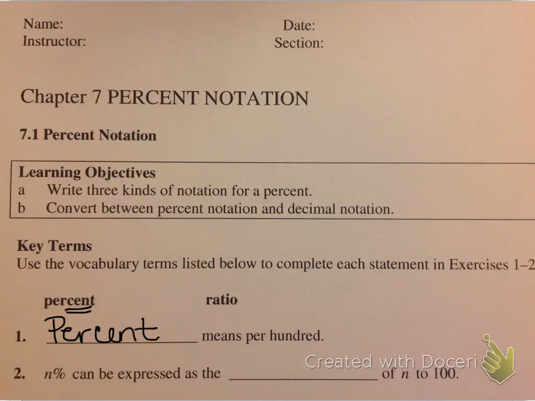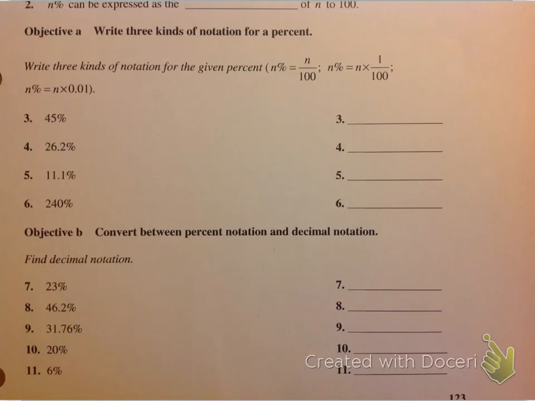And N percent can be expressed as the ratio of N to 100. So they wrote it out with the word to, but remember we could also write the ratio as N over 100. So we're going to start looking at the relationship between all of these. There's several different types of problems that we can look at. We're going to start off by looking at percents and rewriting it in another form.